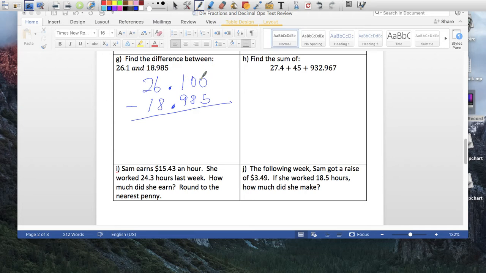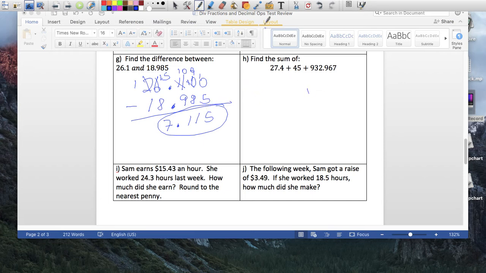So we need to borrow here a little bit. And we're going to borrow all the way from the 2 here. 2 becomes a 1. This becomes 16, which becomes 15. 11, which becomes 10, and the 10, which becomes 9, and the last one becomes 10. 5, 1, 1, 7. That's our answer.